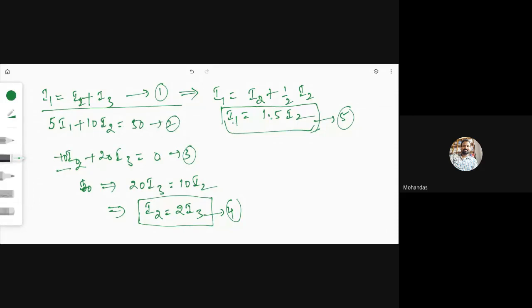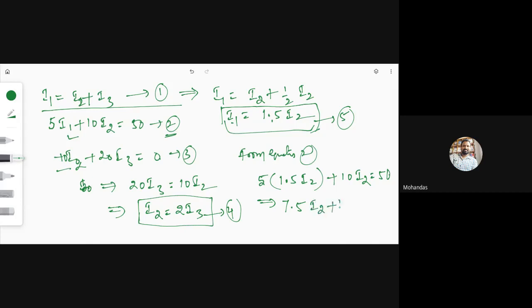Once we get I1 in terms of I2, from equation number 2, let us substitute the I1 value. So 5 into I1, I1 is how much? 1.5 into I2 plus 10 I2 equal to 50. Let us simplify this equation. So 7.5 into I2 plus 10 I2 equal to 50. Then 17.5 I2 equal to 50.